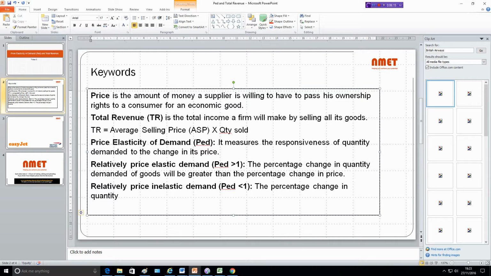So the percentage change in quantity demanded is smaller than the percentage change in price, and PED is going to be less than 1. Why? Because the percentage change in quantity demanded is, let's say, 2, over the percentage change in price, let's say 5. So 2 divided by 5 is 0.4. Am I making sense? So when demand is inelastic, price doesn't really matter. When it is elastic, price does.